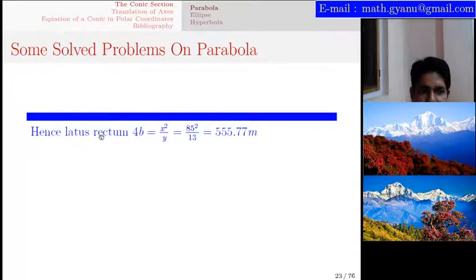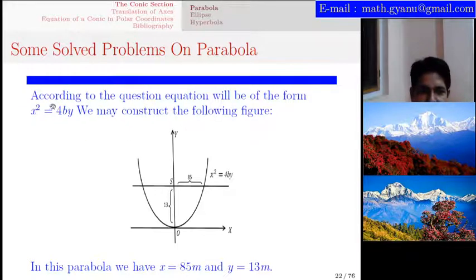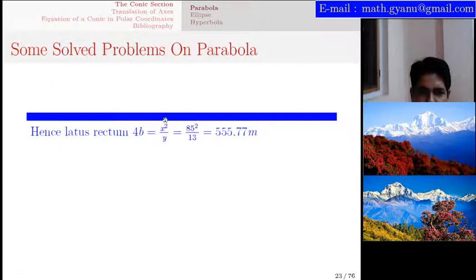Hence the length of the latus rectum will be 4b. From the equation of the parabola, x square equals 4by, that means 4b equals x square by y. The value of x is 85 and y is 13. So 85 square by 13 is equal to 555.77 meter. That is the length of the latus rectum.